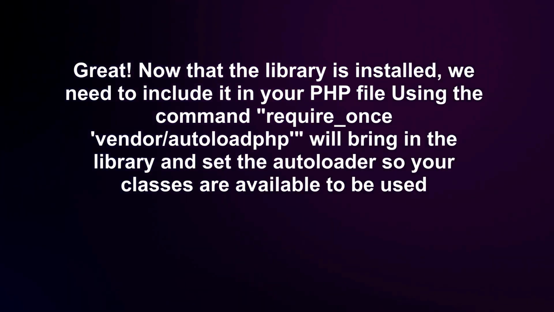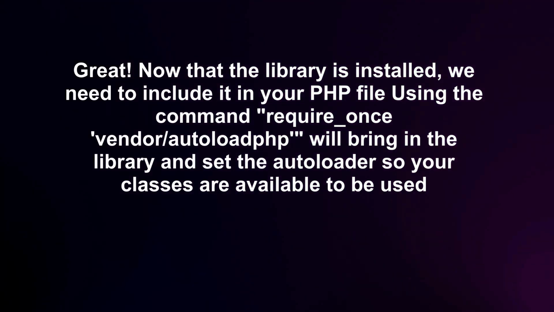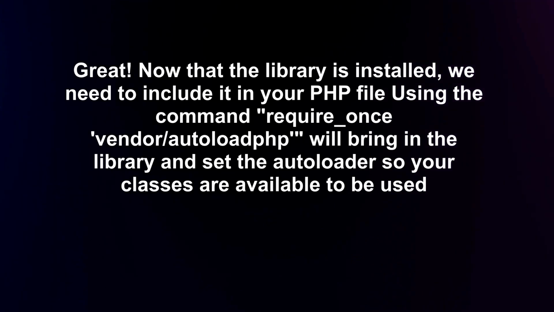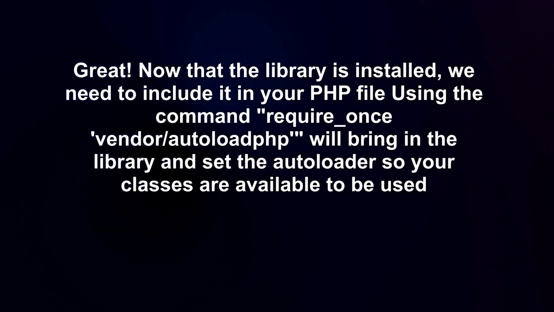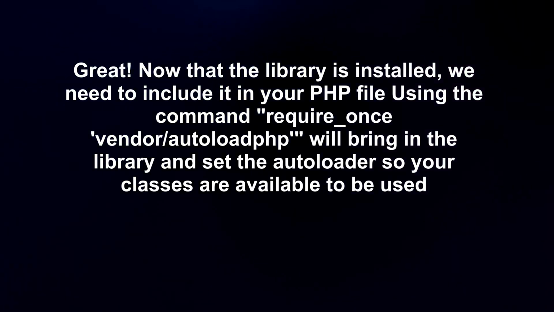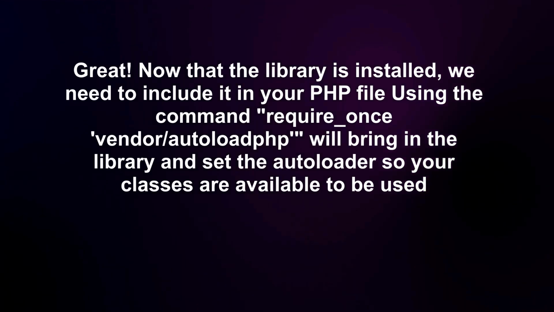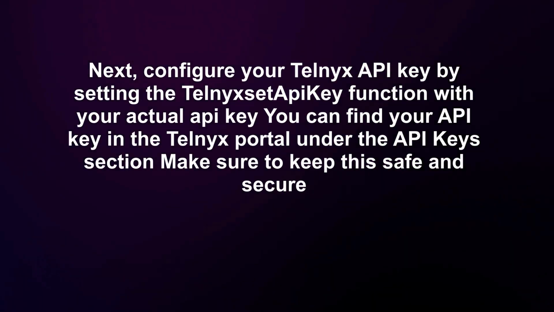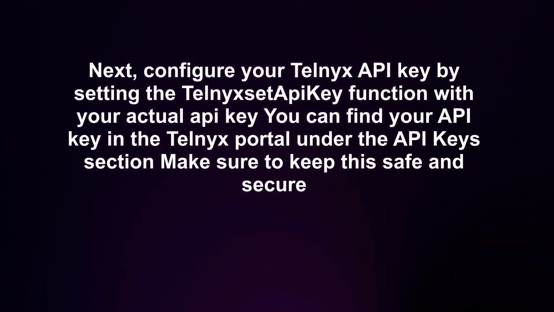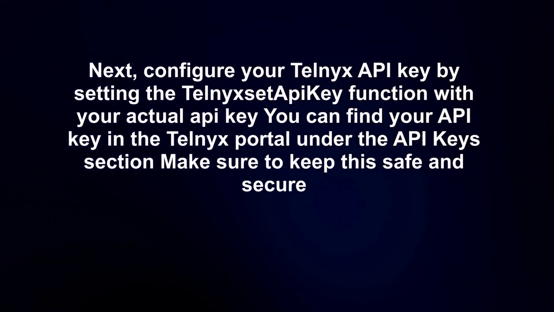Great, now that the library is installed, we need to include it in your PHP file using the command require_once 'vendor/autoload.php'. This will bring in the library and set the autoloader so your classes are available to be used. Next, configure your Telnyx API key by setting the Telnyx API key function with your actual API key.